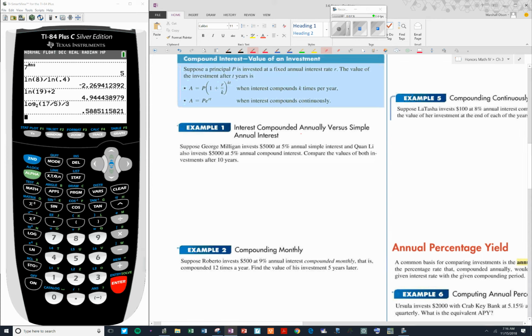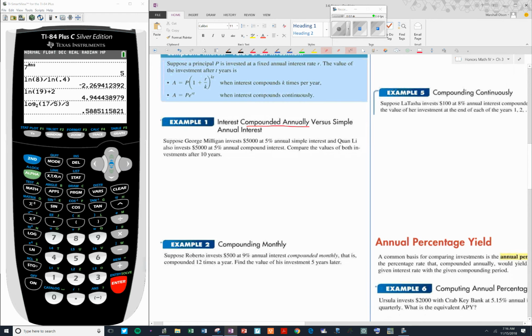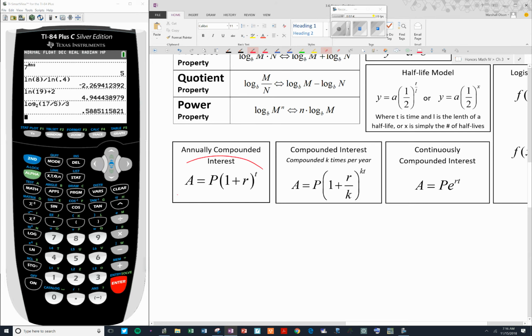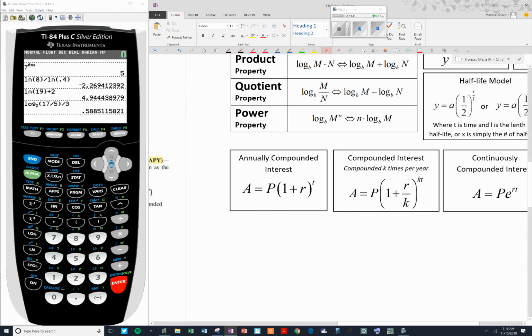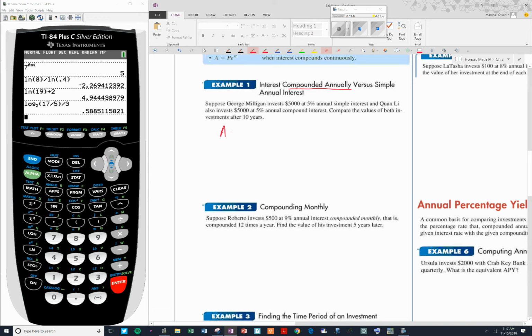So the first thing you want to notice is how many times your interest is being compounded. If it's annually, you're simply using basically our growth formula right there. So whatever your initial amount is, you've got $5,000 at 5%. We've got two people here investing. We've got 5% simple interest and then 5% annual interest. We're just going to use this to calculate Quan Lee's $5,000 at 5% annual interest.